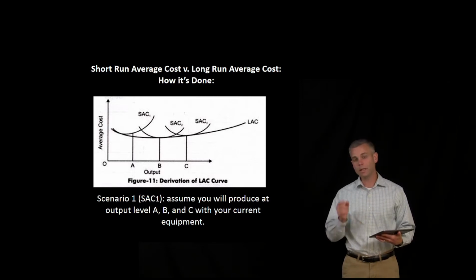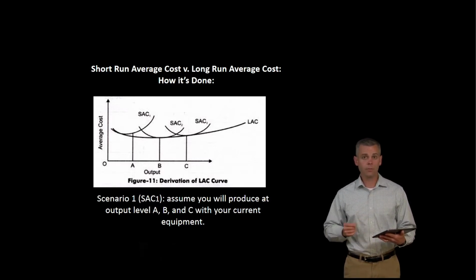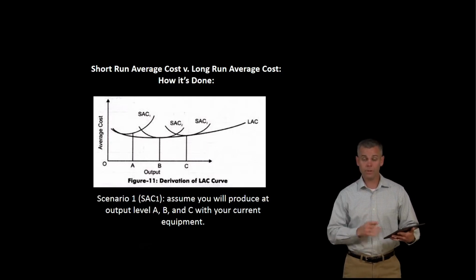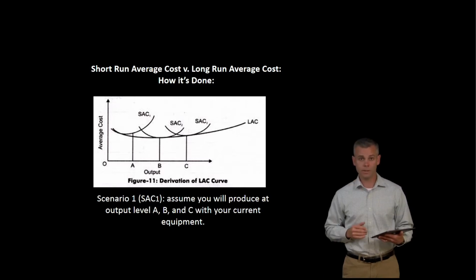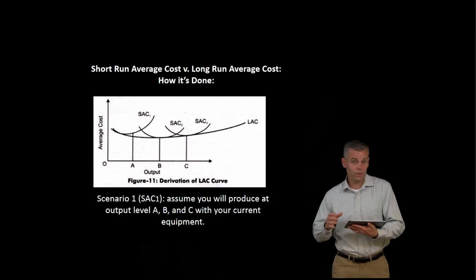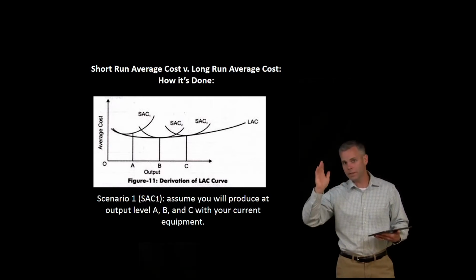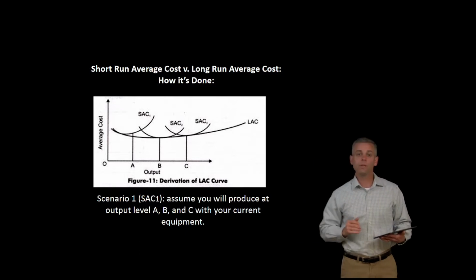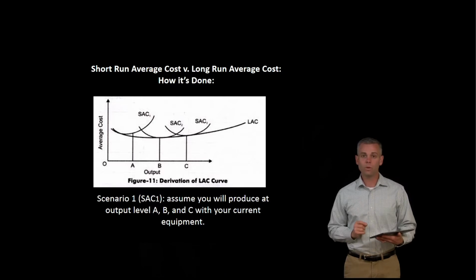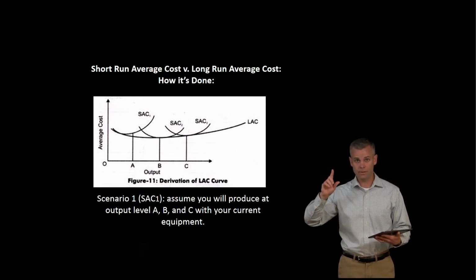In scenario 1, you're going to keep your current equipment, and you're going to try and produce A quantity of bagels, which is what you need for that single store. You're going to then try and produce B quantity of bagels, which is what you need for that single store plus the additional store that you want to build. And then you're going to, just for giggles, see what happens if you do 3 stores with that single equipment, that SAC1. What you're going to find relatively quickly is that your costs skyrocket.